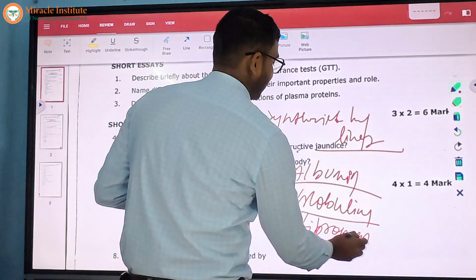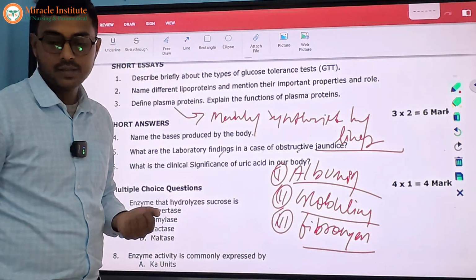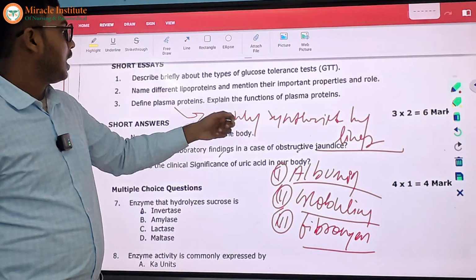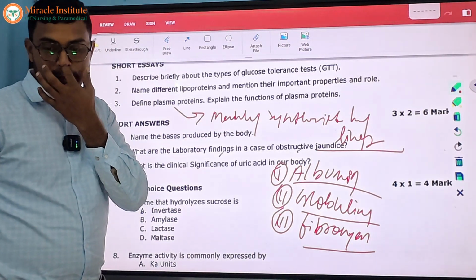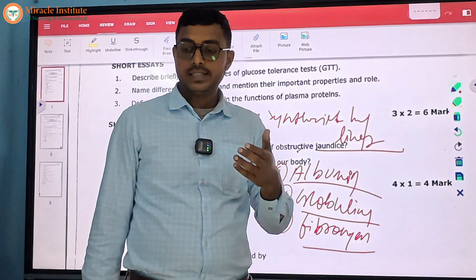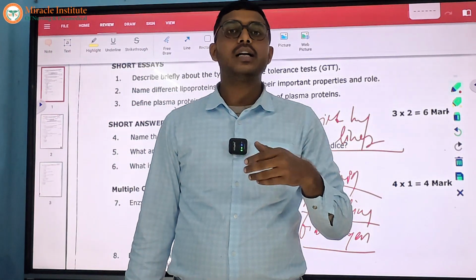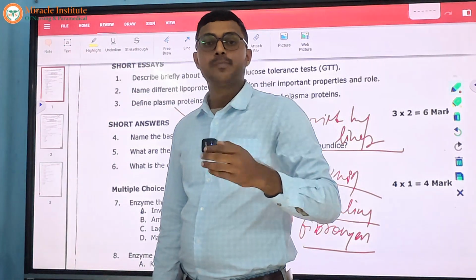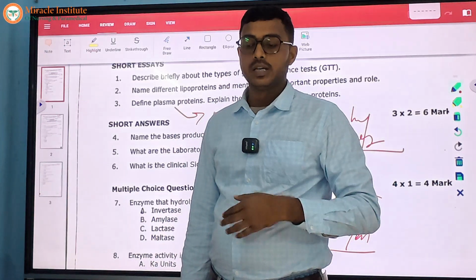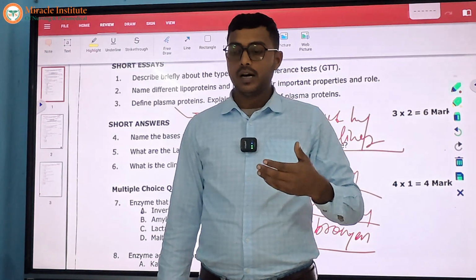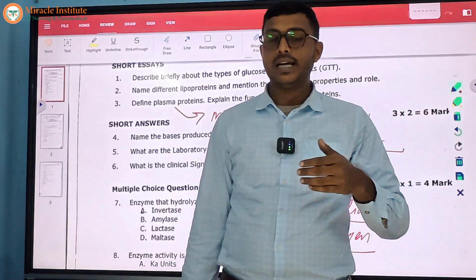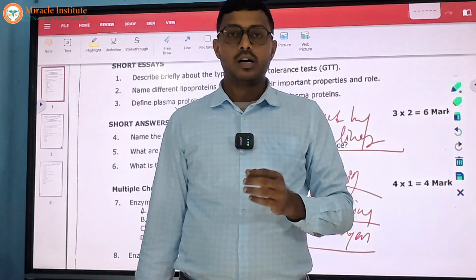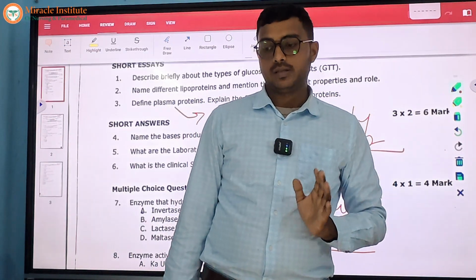Next, there's the question: explain the functions of plasma protein. What this means is that plasma proteins transport lipids, drugs and other materials. They also act as immunodefense proteins. They serve as buffers to maintain the blood pH, and they act as enzymes. These are the properties of the plasma proteins.